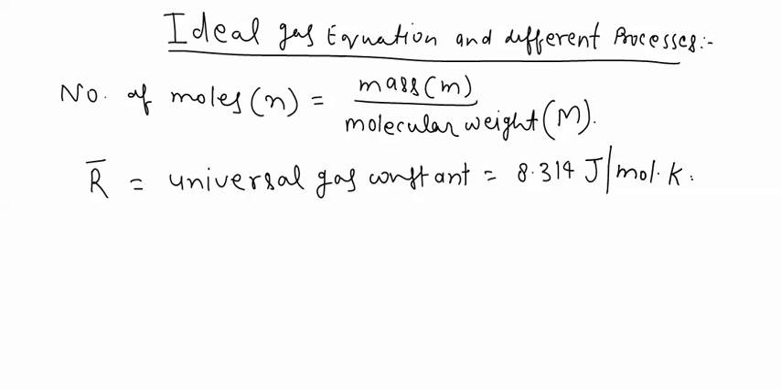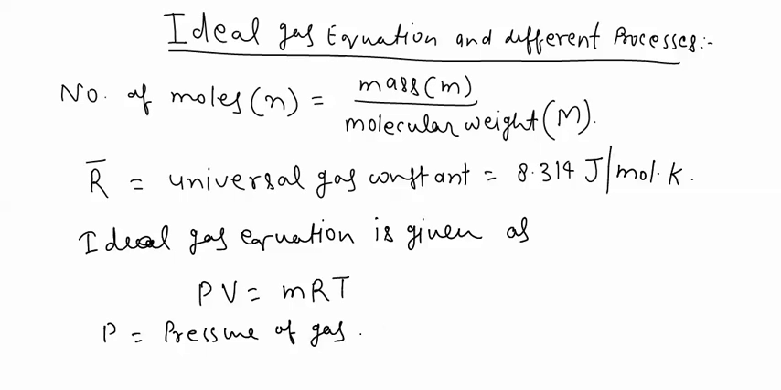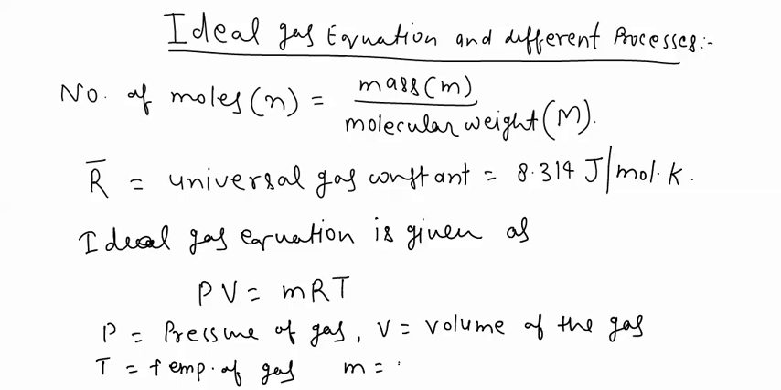The ideal gas equation is given as PV is equal to mRT, where P is the pressure of the gas, that is the absolute pressure, V is the volume of the gas, and T is the absolute temperature of the gas, m is the mass of the gas, and R is the specific gas constant.